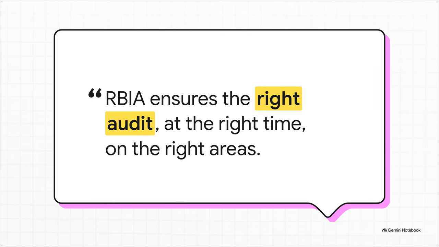Okay, heading 9, key takeaway. If you take away just one thing from this explainer today, it's this exact quote. RBIA ensures the right audit at the right time on the right areas. It helps internal auditors focus on significant risks and deliver greater value to the organization. Let me say that again, because it's that important. The right audit at the right time on the right areas.